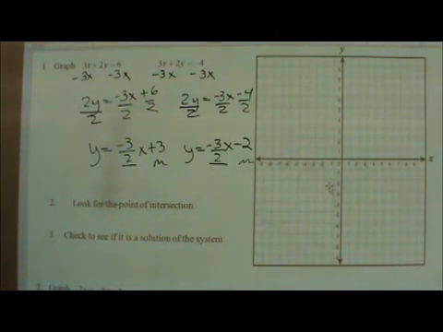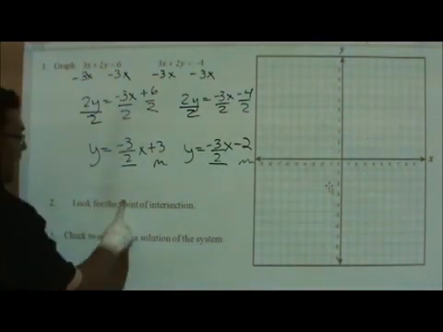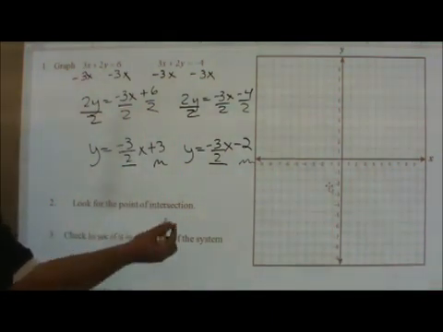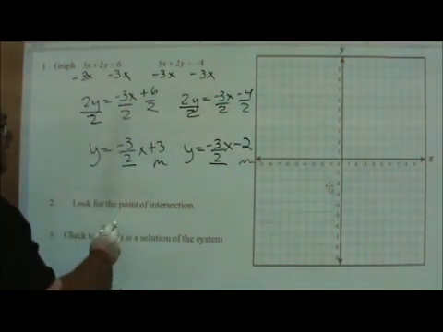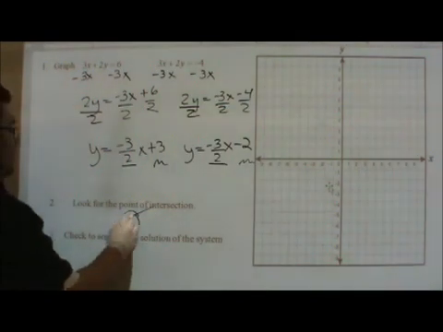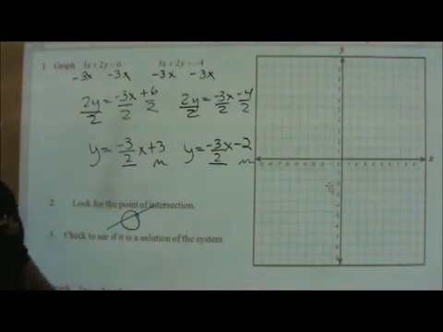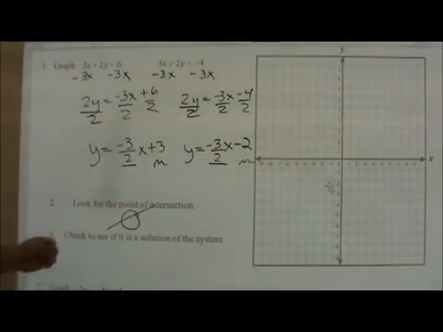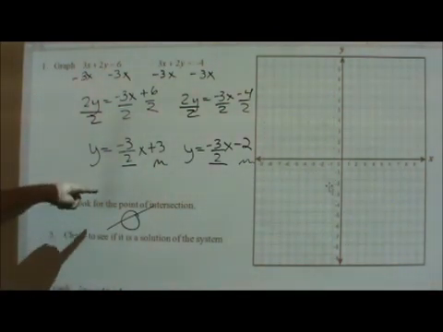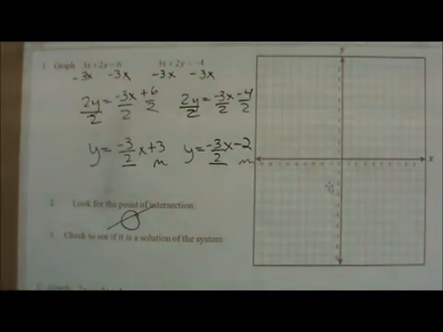Parallel lines never intersect. So when we graph these, we'll still graph them respectively, but we know the answer right now for the point of intersection. There is none. How do we write that? No solution. When you have a no solution answer, can you check it? There's no check needed. There's no answer that's going to check out in both of these.